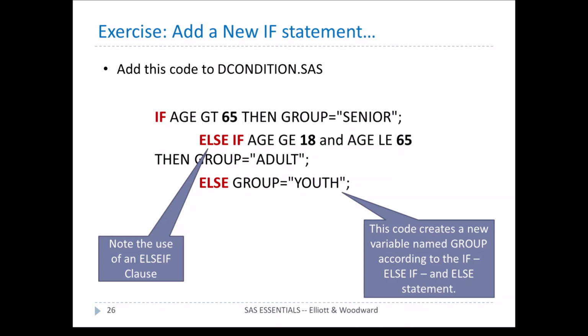If someone's age is greater than 65, we're going to call them a senior. Otherwise, if they're greater than or equal to 18, but less than or equal to 65, we're just going to call them adult. Otherwise, and the otherwise would be that they're less than 18, then they're going to be categorized as youth.